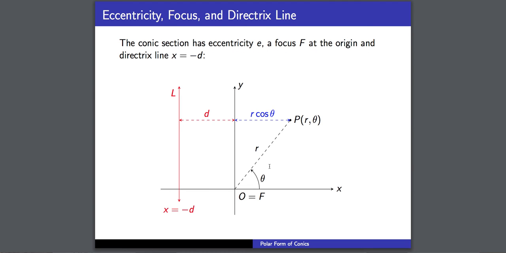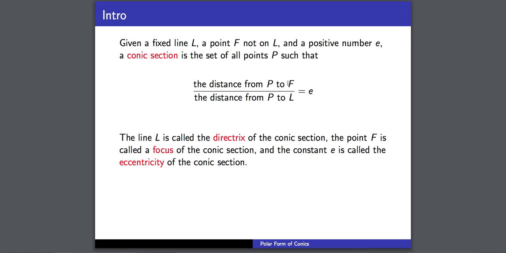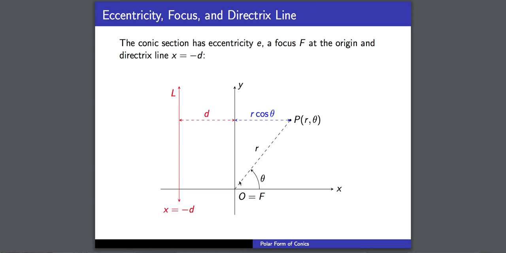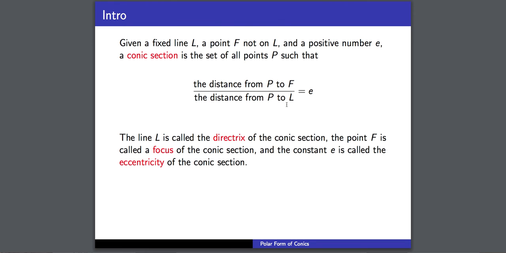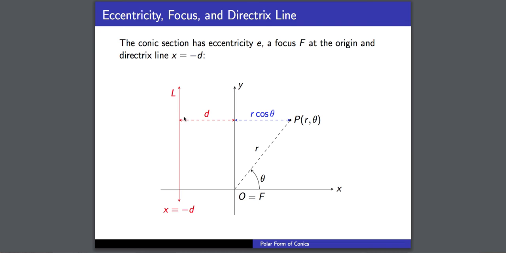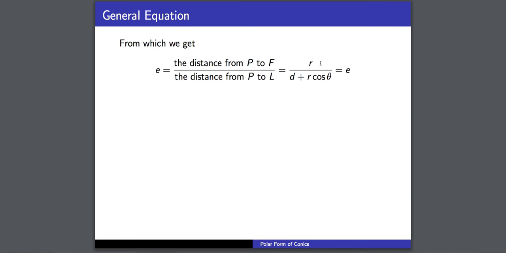So the conic section is going to have eccentricity E, a focus F, which we can put at the origin for this purpose, and the directrix line x equals negative d. What the previous slide says is that the distance from P to F, which in this case is labeled r for the radius, divided by the distance from P to L, which is d plus r cosine theta, is always going to equal E.